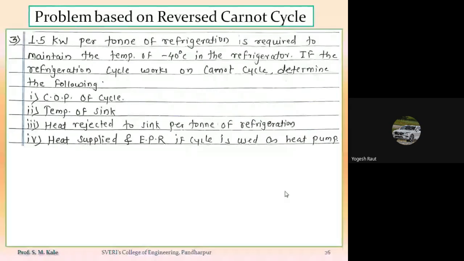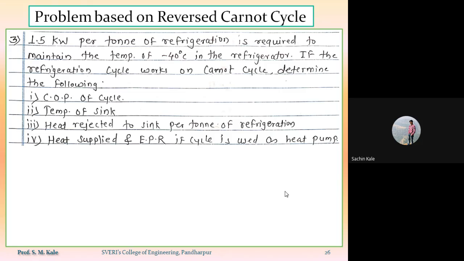1.5 kilowatt per ton of refrigeration is required to maintain the temperature of minus 40 degrees Celsius in the refrigerator. If the refrigeration cycle works on the Carnot cycle, determine the following: first, COP of the cycle; second, temperature of the sink; third, heat rejected to the sink per ton of refrigeration; and last, heat supplied and EPR if the cycle is used as a heat pump.